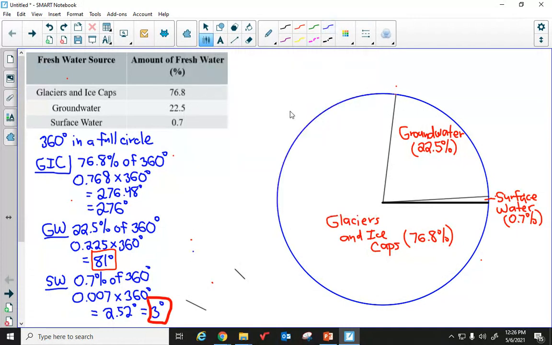Okay, so above the graph, maybe I'll write down something like freshwater sources, and underline that title. Okay, that looks like a pretty good circle graph to me, drawn by hand.